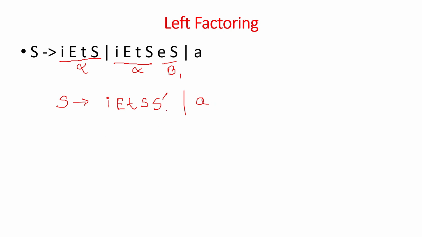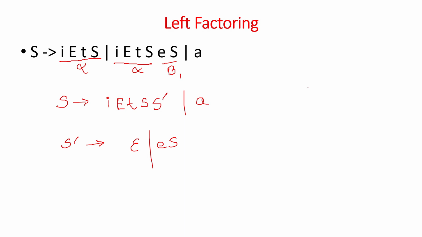Now we're going to expand the S prime. In S prime we're going to write the uncommon terms. For this one there isn't anything along with alpha, so we're going to write epsilon, and for this one along with the common term there is E and S. So this is the beta part, so we write E and S, and thus this is solved. In this way we're going to solve the left factoring problem.